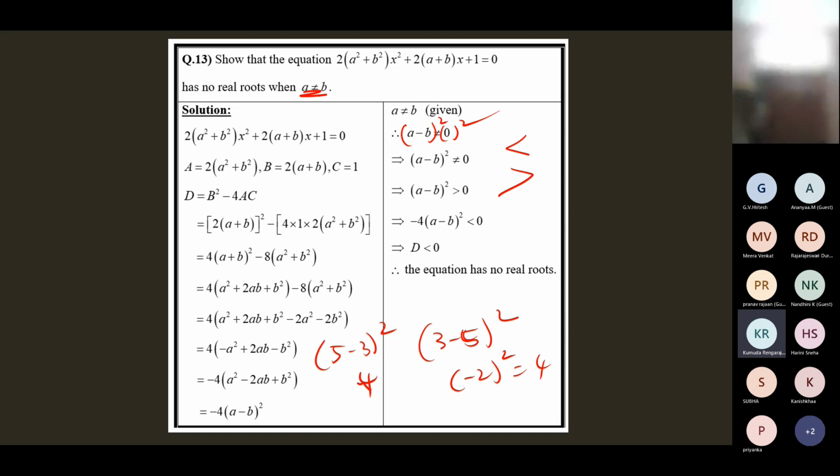Because whole square, no? Minus 3 the whole square is 9. Even if you square a negative number, you'll get a positive result. So a minus b the whole square is greater than 0.